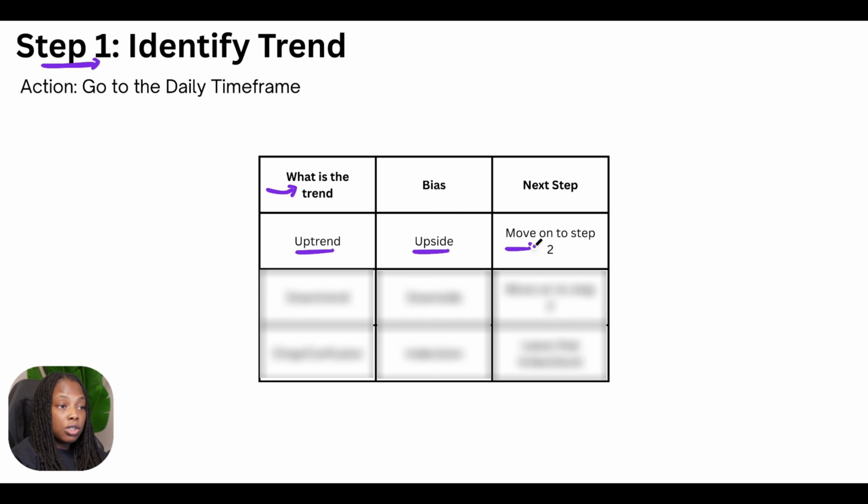So you now move on to step number 2. If you're in a downtrend, your bias is to the downside. You now move on to step number 2.